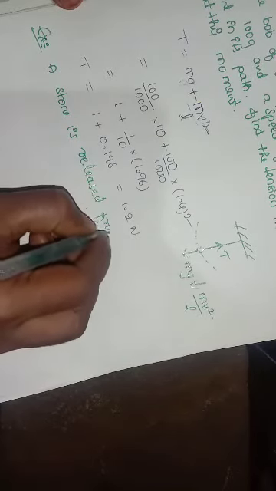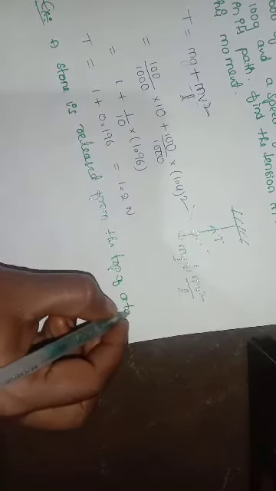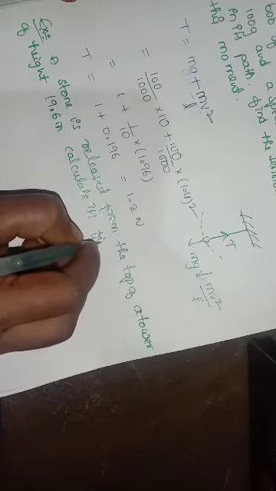Let us take one more problem. A stone is released from the top of a tower of height 19.6 meters. Calculate its final velocity. So these are the other examples I am taking.